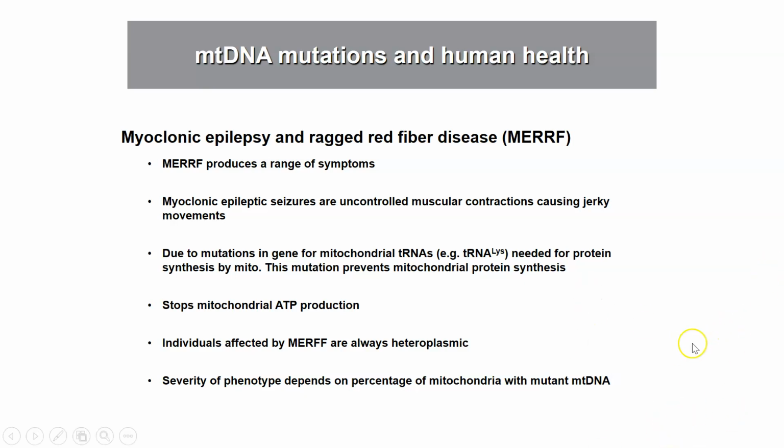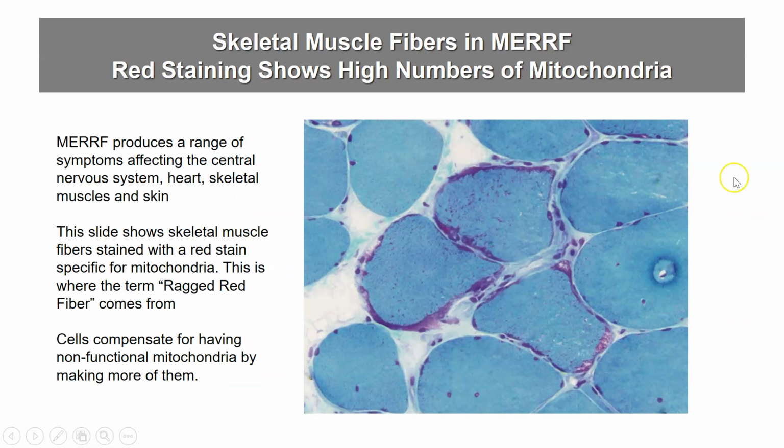Now, the severity of MERRF varies due to the degree, the percent of mitochondria that are mutant in various individuals. This slide is illustrating a cross-section through muscle tissue, skeletal muscle tissue. And one of the features of MERRF is that muscles produce a lot of mitochondria.